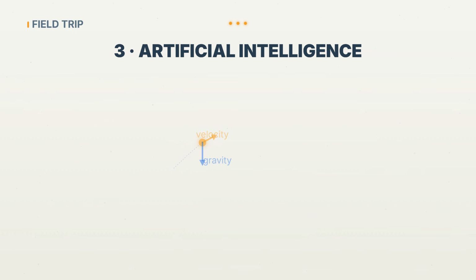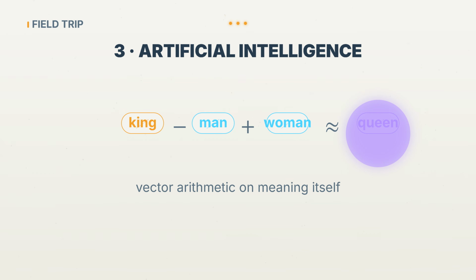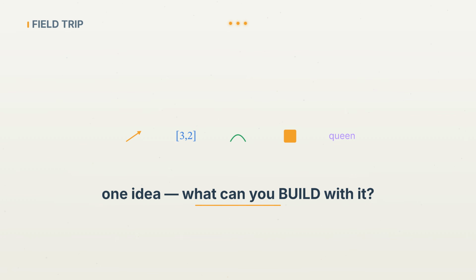3. Artificial intelligence. Words are stored as vectors, and here's the famous result that blew everyone's mind. King minus man plus woman gives queen. The AI isn't reading. It's doing vector arithmetic on meaning itself. Arrows, lists, functions, colors, words. Look at all of these on screen. One idea. So what can you build with it?